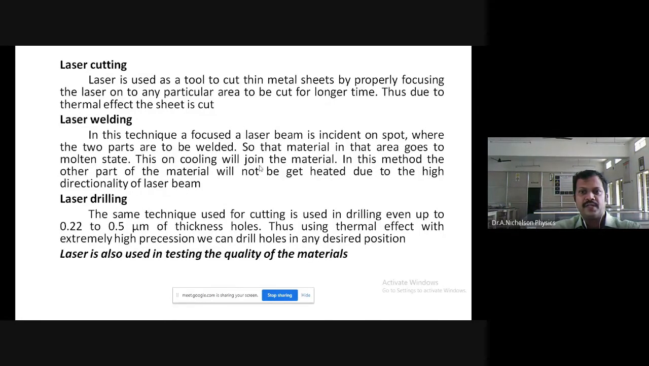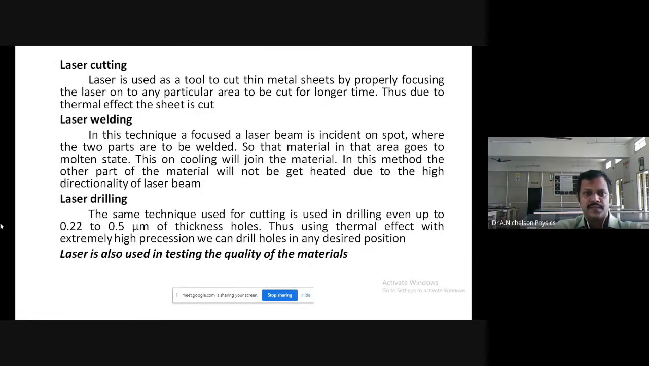So it won't affect the nearby parts of the two materials. That's one of the advantages of laser welding, since it is very focused. And the next one is laser drilling. Drilling is used to make holes.